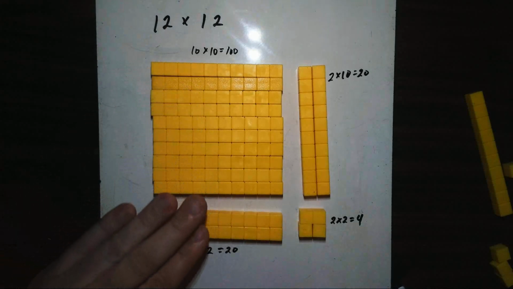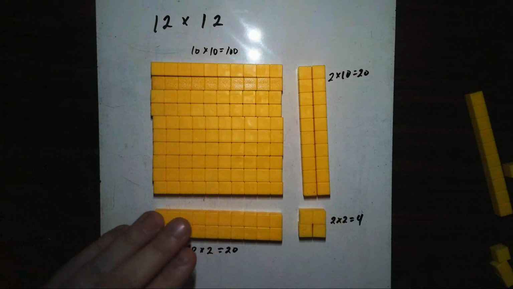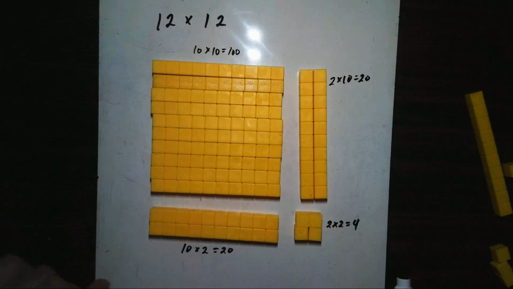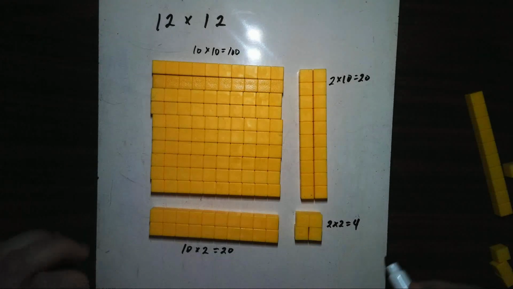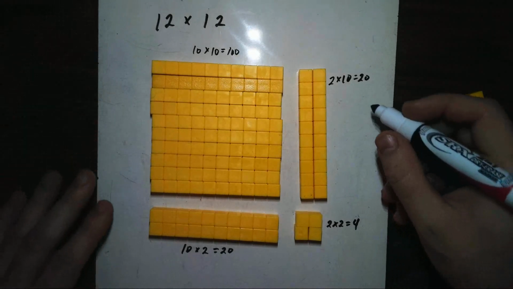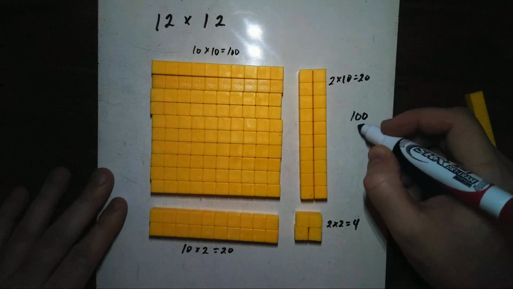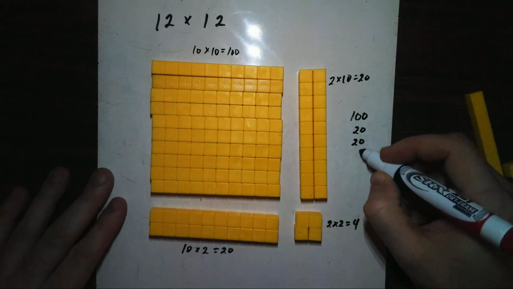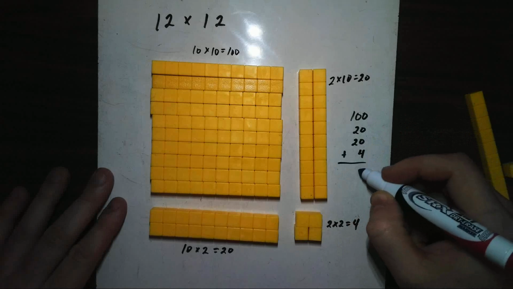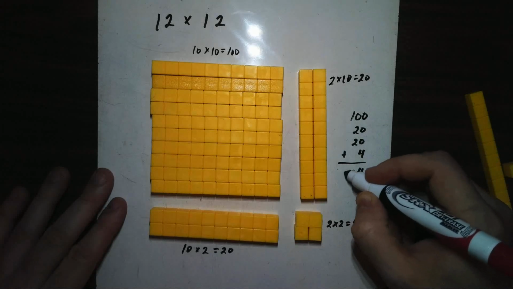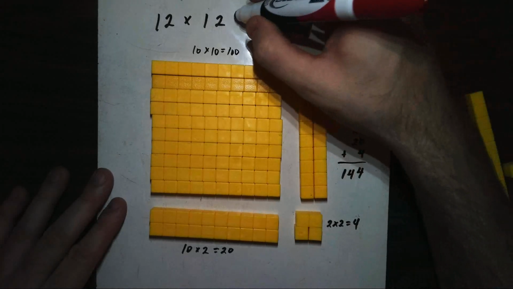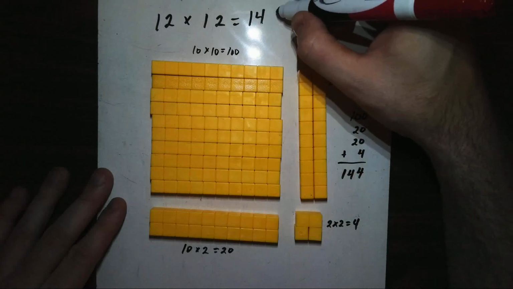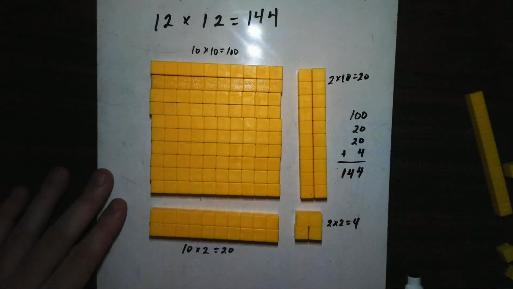And if I were to add all of these partial products up, because these are all part of the product to my original problem, I would have my original product. So I'm going to take the 100 and the two 20s and the 4, and find their sum. And the sum of those partial products is 144, which is the product of 12 times 12.